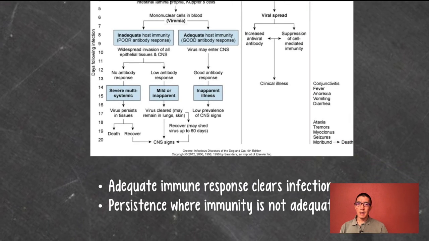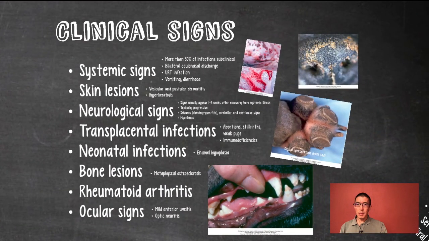So just to summarize, an adequate immune response clears the infection, and you get persistence of the virus where immunity is not adequate. To reiterate, clinical signs are related mainly to the respiratory and gastrointestinal tract, so signs such as ocular nasal discharge and diarrhea. In addition, skin lesions are also seen commonly. Pustular dermatitis is sometimes evident, as well as hyperkeratosis. Hyperkeratosis of the foot pads, which is also known as hard pad, as well as on the epithelium of the nose.